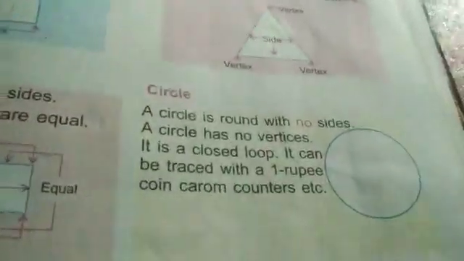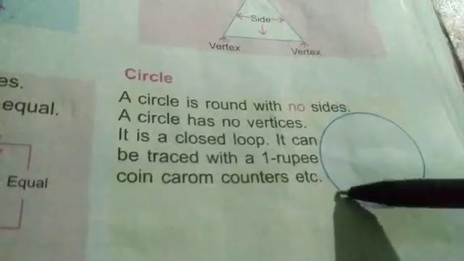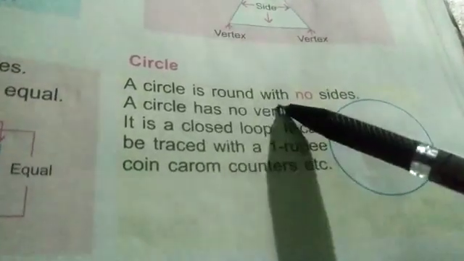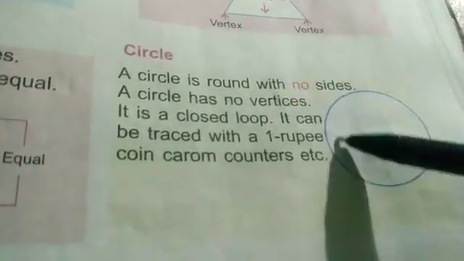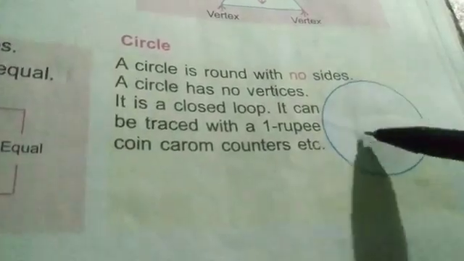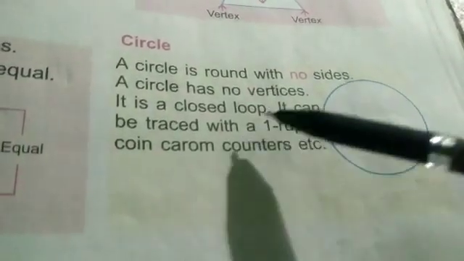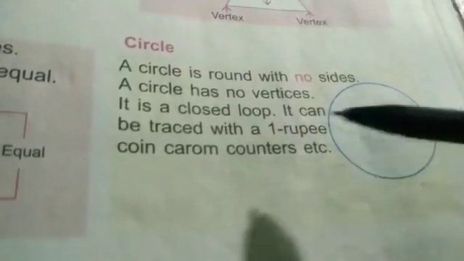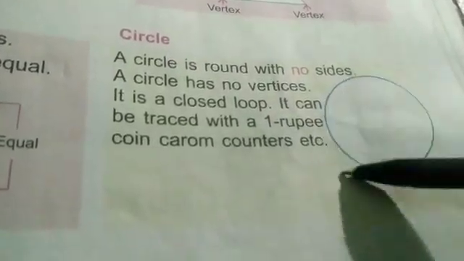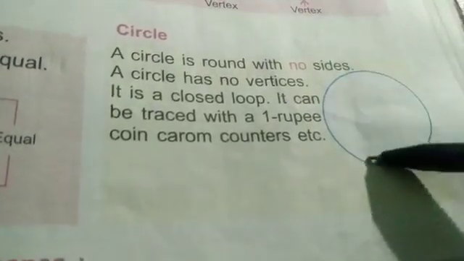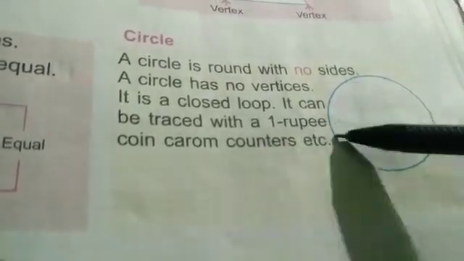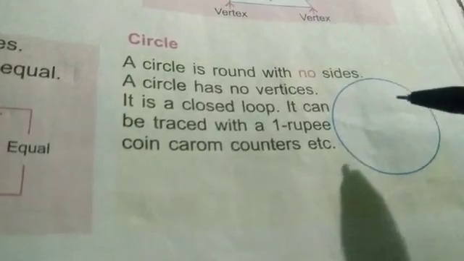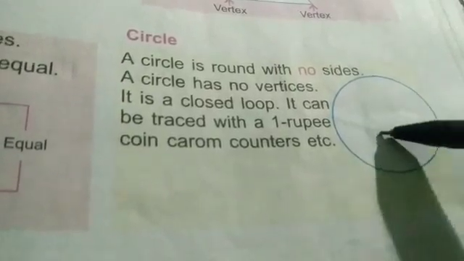Then coming to circles. Children, you have seen a picture of a circle. A circle is round with no sides. See, a circle is fully round but it does not have any sides. A circle has no vertex, no edge and no corner. It is a closed loop. A circle is all over closed. It can be traced with a 1 rupee coin or a carom counter, etc. This circle we can make with a 1 rupee coin or with a carom counter.